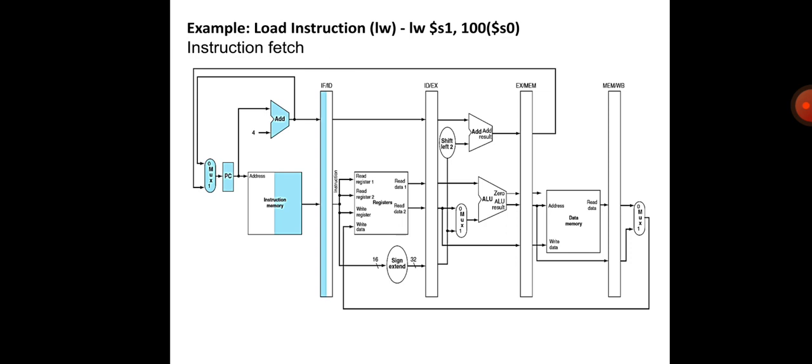Here the PC will increment its value with the help of the adder. So all these are highlighted. After reading the instruction, it will write that instruction into the first pipeline register. So writing is done, and the left half is highlighted.